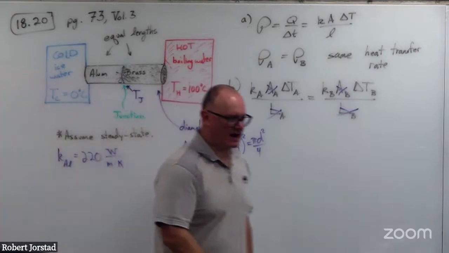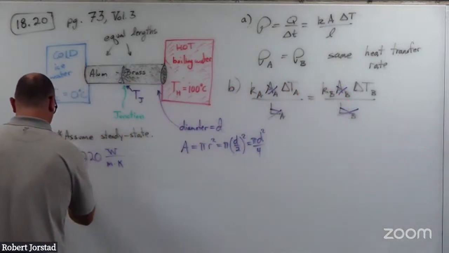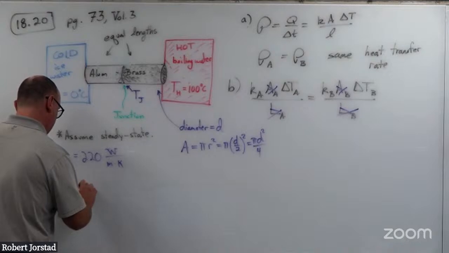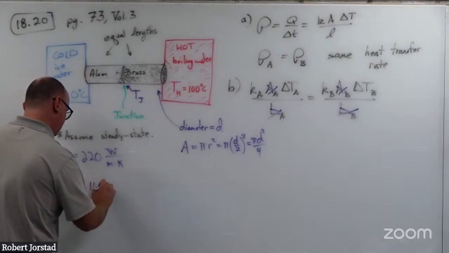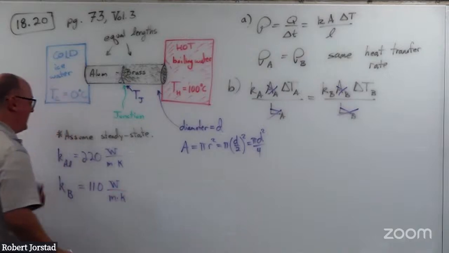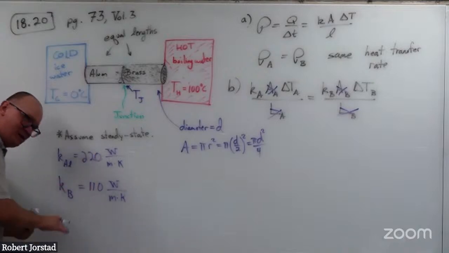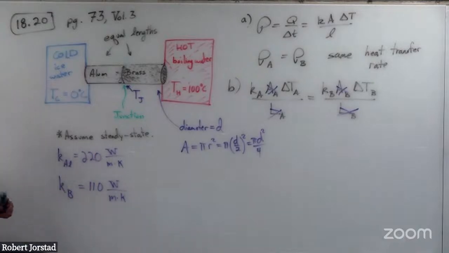And what is brass? 110. And obviously it depends on which type of aluminum, which type of brass, so these numbers might look different in your textbook. Let's keep rocking. Well, let's think about this.